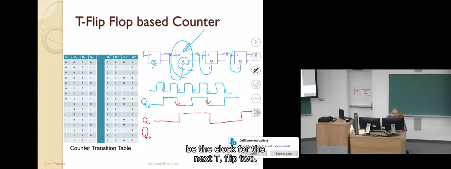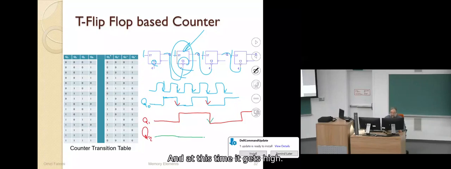So Q2 is 0 until the falling edge of its clock. And at this time, it gets high. So we have built a counter. You see here we have 0, 0, 0, 0. Then we have 0, 0, 0, 1. Then 0, 0, 1, 0. Then 0, 0, 1, 1. Then 0, 1, 0, 0. Then 0, 1, 0, 1. So we built a counter.